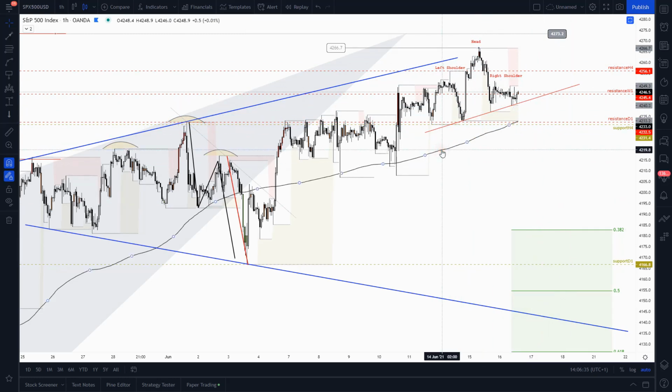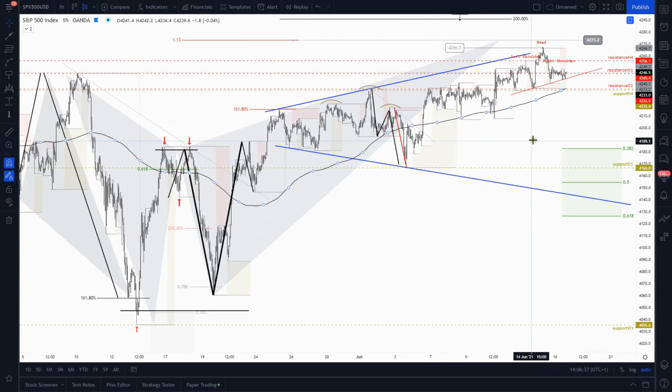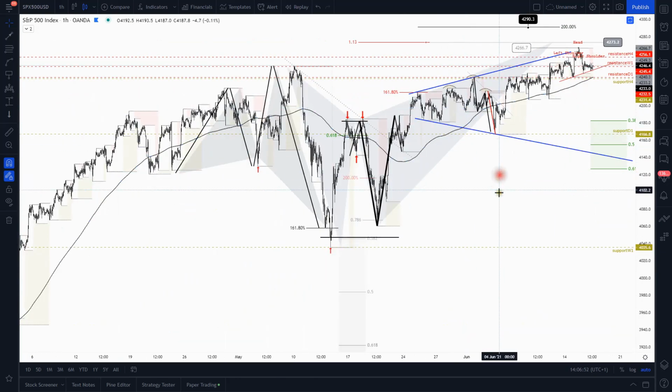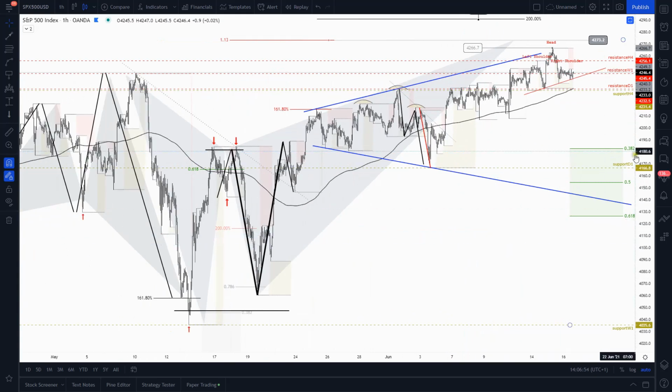And we have also the 200 moving average approaching from below, also as a potential element of support. So let's pay attention to that possibility of a false breakout of the neckline. It's also one of the possibilities. Let's observe. But I remain with my bullish trade.